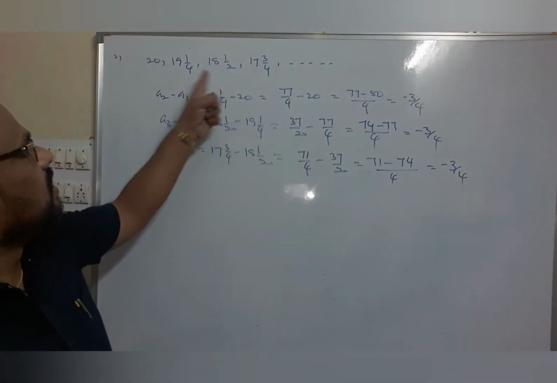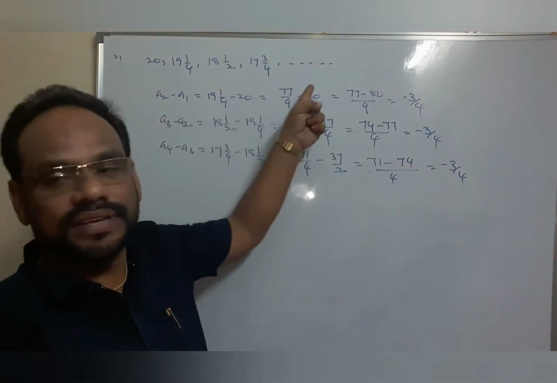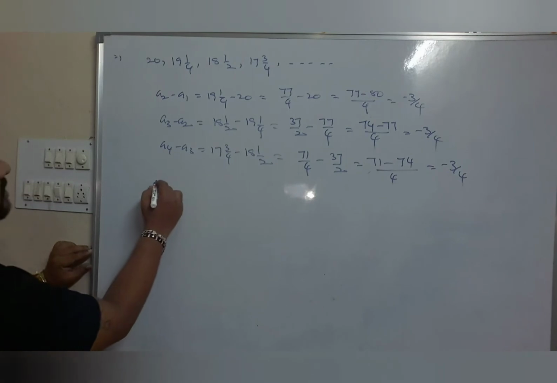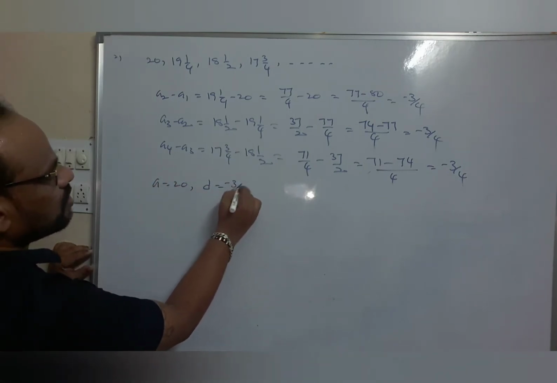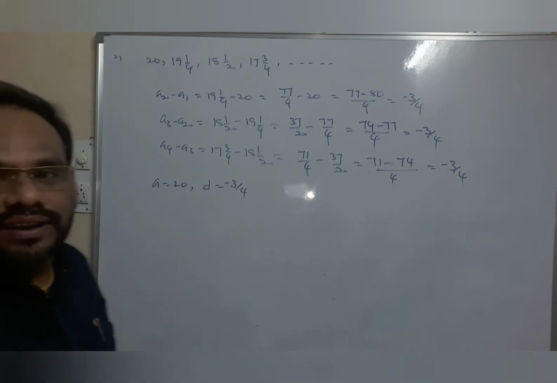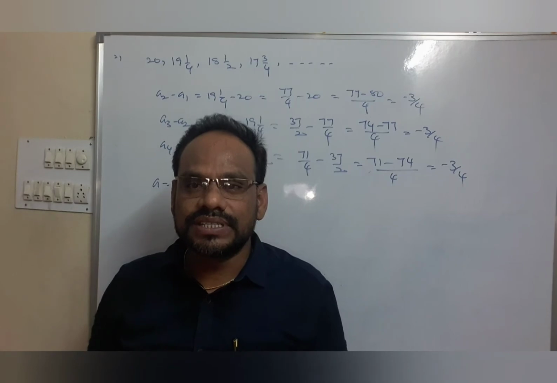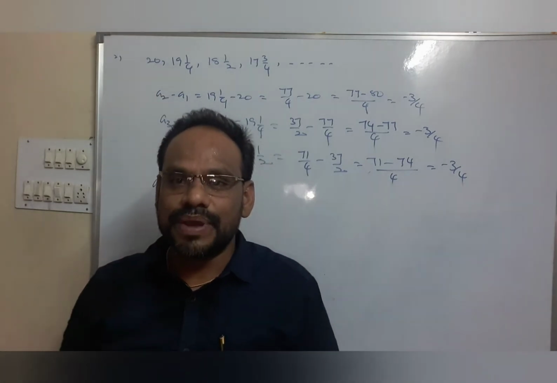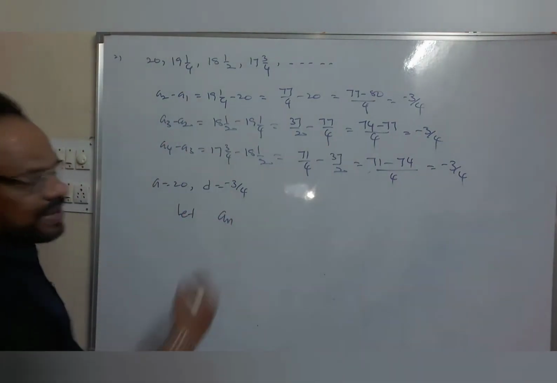Here, the difference between any two consecutive terms is always the same, so it is in AP. The first term is a = 20, and the common difference d is equal to minus 3/4. We want the first negative term. Let us assume that the first negative term is AN.